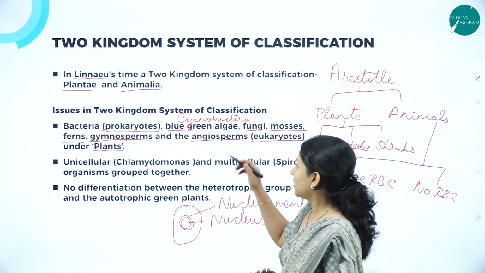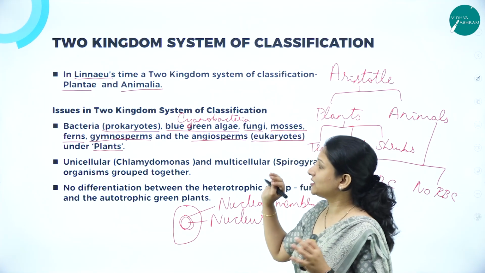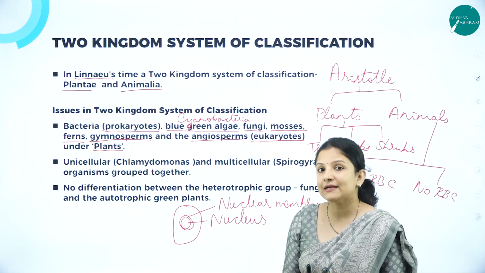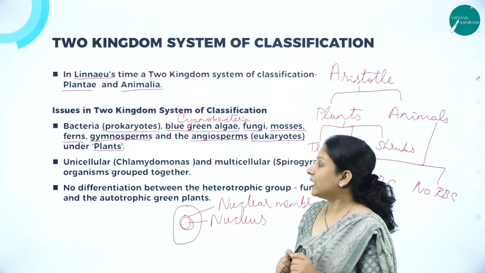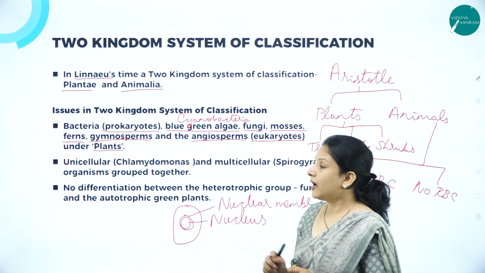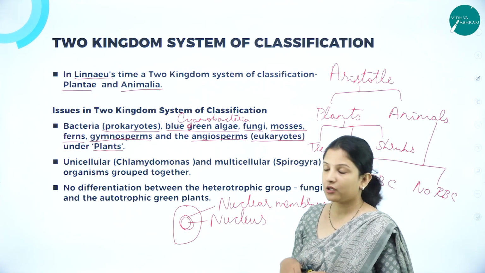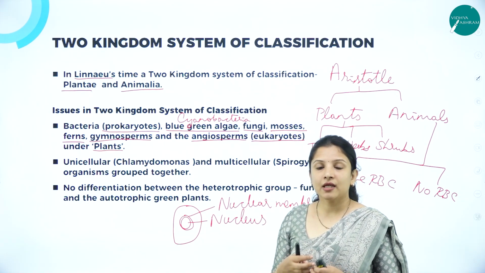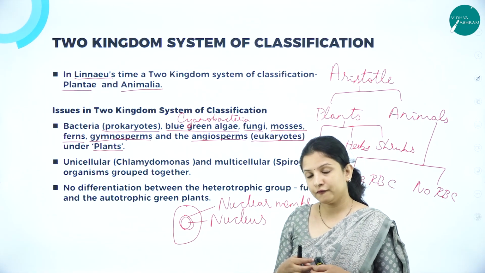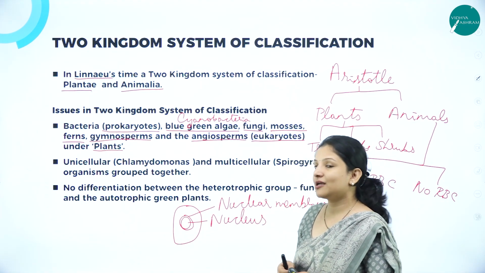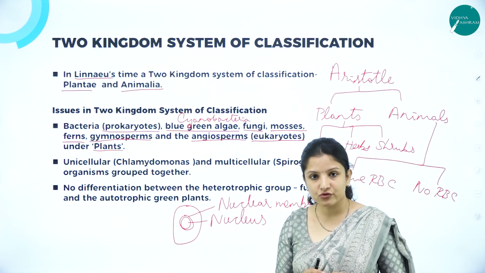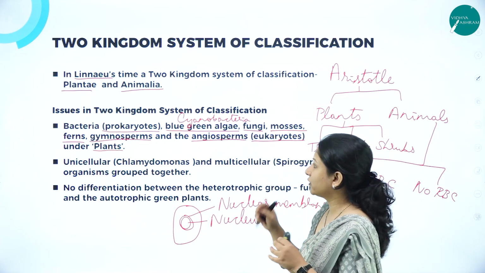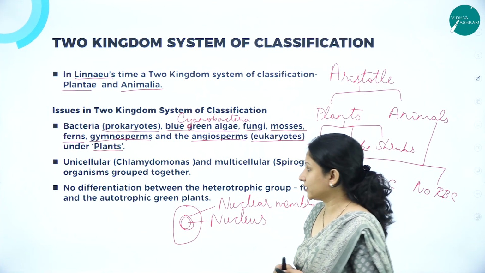But bacteria and this blue-green algae, all these were put under plants, which is very, very wrong because plants are multicellular in nature and plants have a cell wall and plants have a plasma membrane, whereas bacteria do not have a plasma membrane. And plants synthesize their own food, they are autotrophic, but bacteria are not autotrophic, they are heterotrophic in nature. Like this, a lot of drawbacks were there. So this is one of the issues that was there in the two kingdom system.